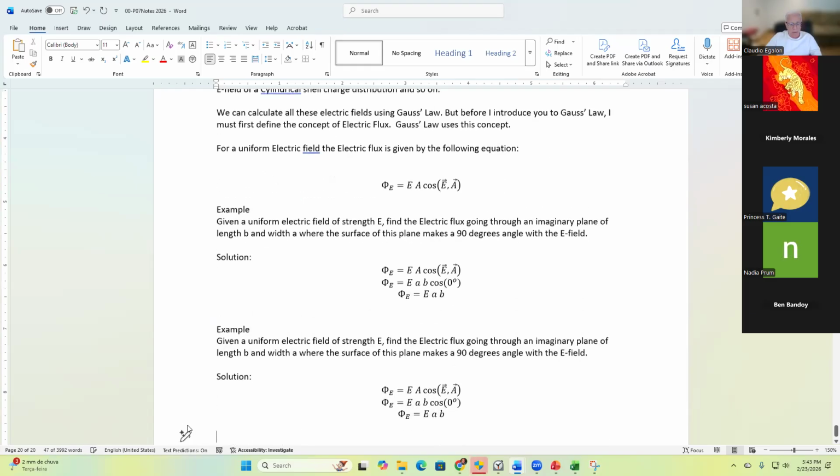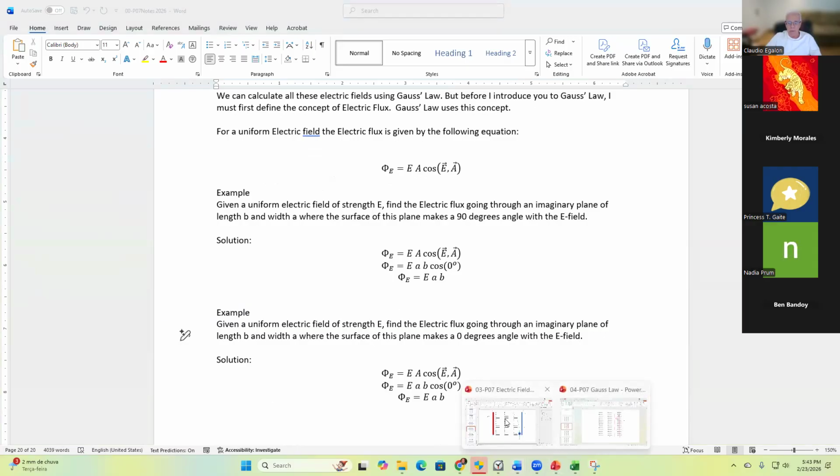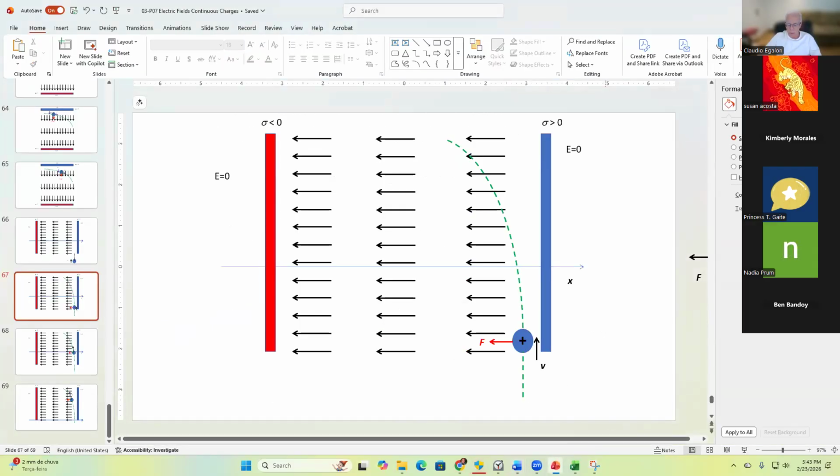Now we can repeat this for another example, okay? Given a uniform electric field, another situation, another different plane. Given a uniform electric field of strength E, find the electric flux through an imaginary plane of length B and width A, where the surface of the plane makes a 0 degree angle with the electric field. Okay? Now it's a different problem. I'm going to illustrate that for you.